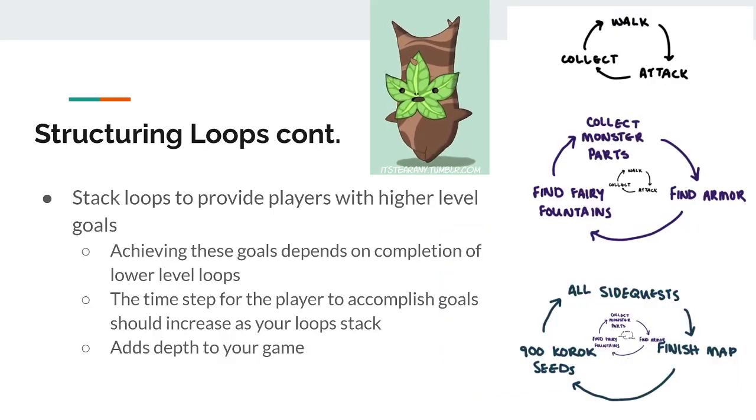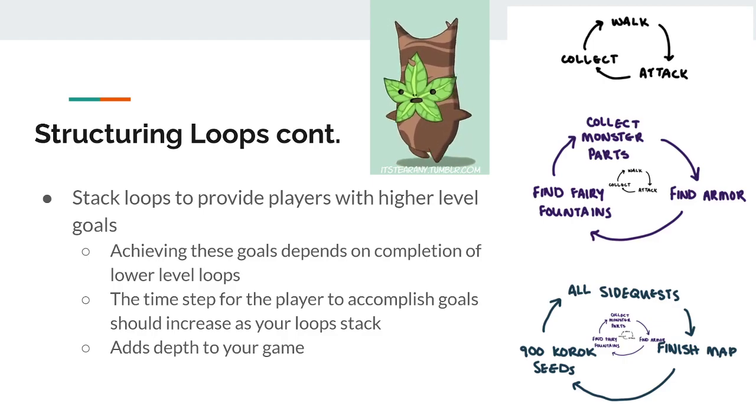Continuing on how to build your loops, the figure on the right is a good representation of how higher level loops build off of lower level loops. It uses Breath of the Wild as an example. So the core loop of Breath of the Wild, as we discussed, was walking, attacking, and collecting. The secondary loop could be collecting monster parts, finding armor, and finding fairy fountains. And then the tertiary loop could be completing all the side quests, unlocking all the areas, and finding all 900 Korok seeds.